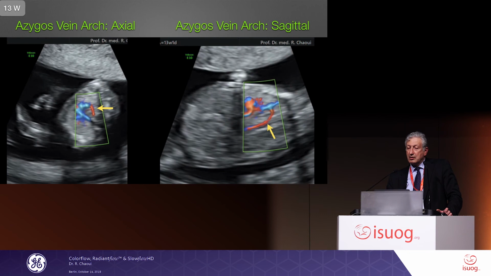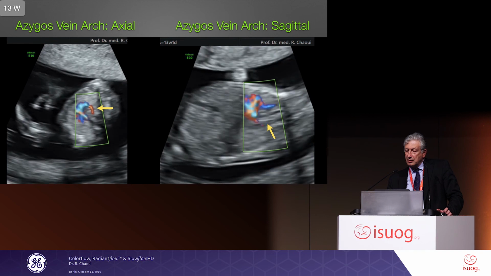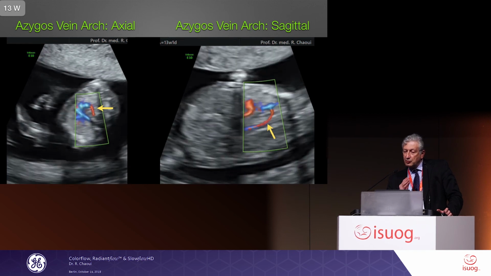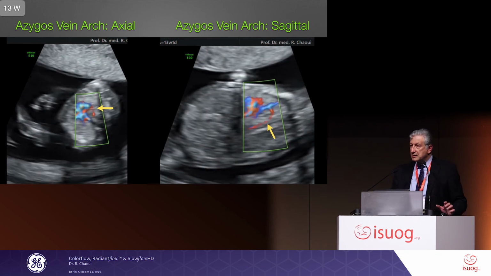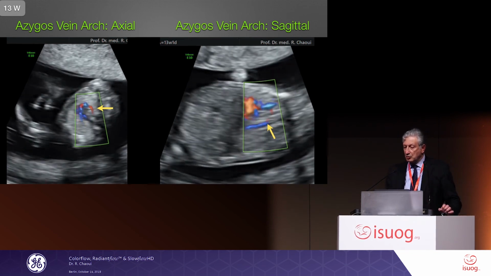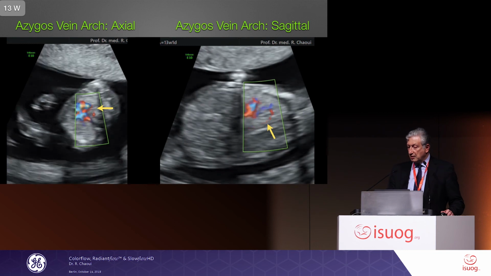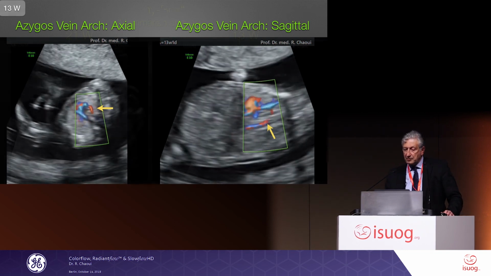And this is here 13 weeks where I'm able to demonstrate the azygous arc in a cross-section, and here the azygous arc in a sagittal view. So moving slightly to the right, you see the azygous arc. So then you can imagine how sensitive this color is if it's able to show you a vessel you will never be able to see with the other technology.